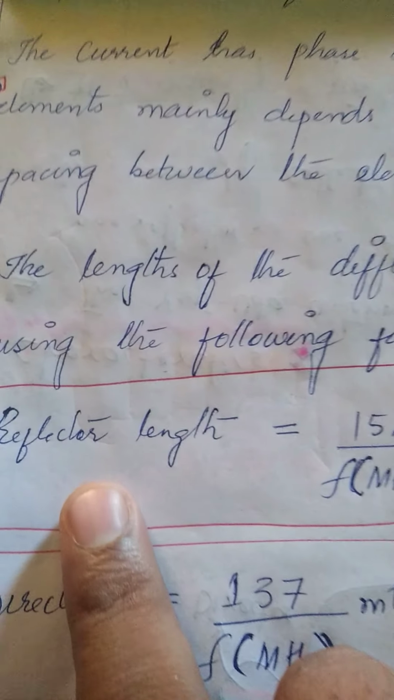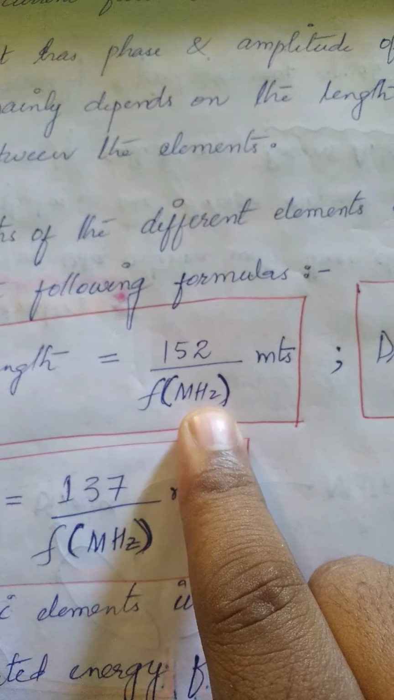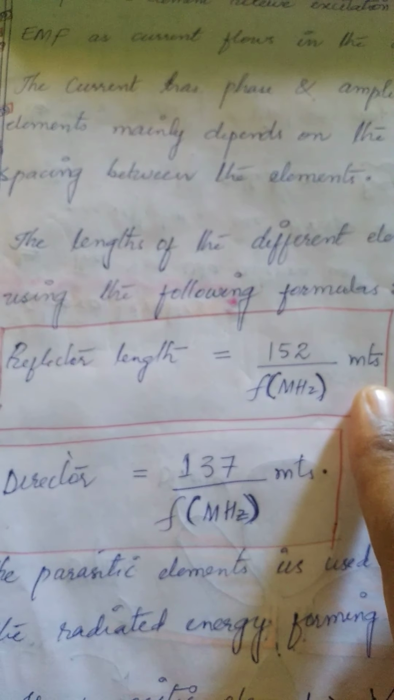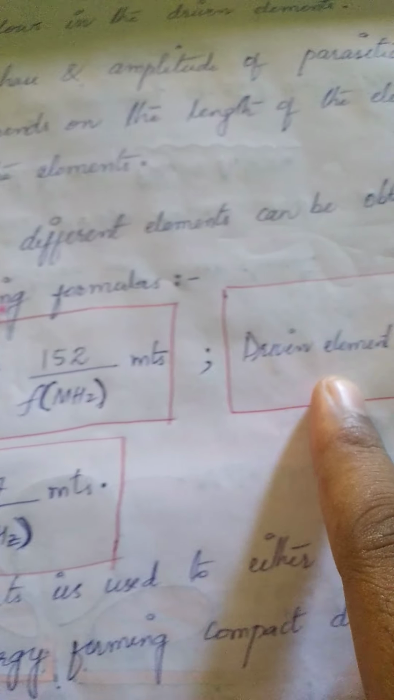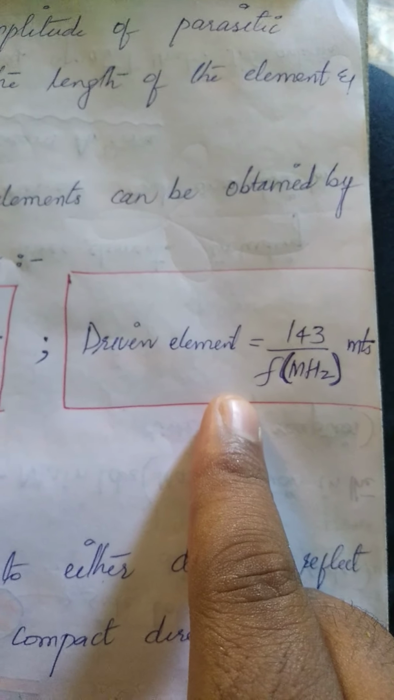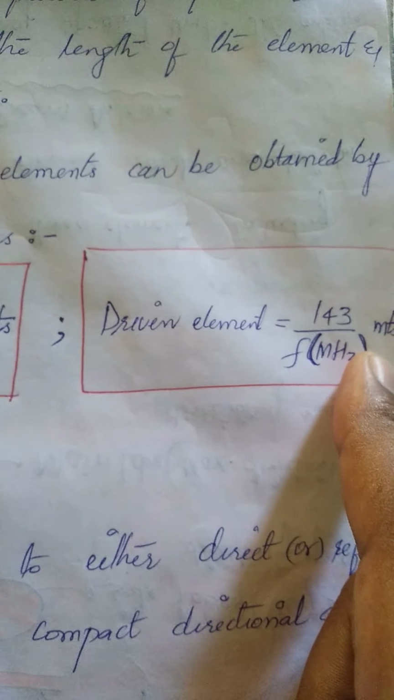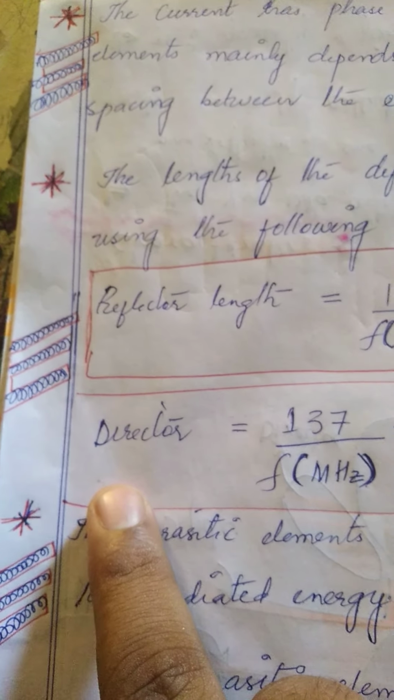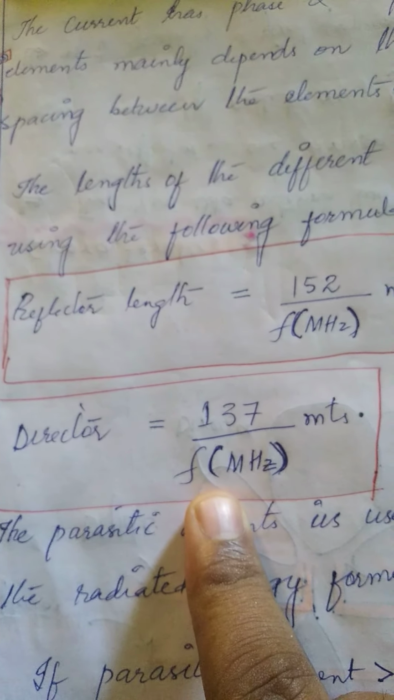For the reflector length, it is 152 by frequency in megahertz, in meters. This is the reflector, from where the waves are going to be reflected. Similarly, the driven length is 143 by frequency in megahertz, in meters. For the director, it is 137 by frequency in megahertz, in meters.